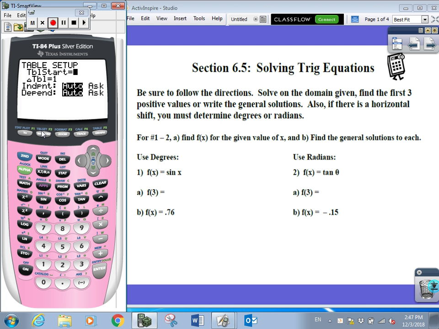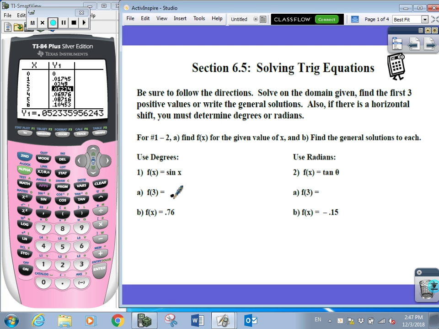If I wanted f of 5,321, I wouldn't want to scroll 5,321 times on my table. I can either plug it in or go to the blank screen and plug it in. All right, so because it's 3, I just like to look at the table. So I look down at 3. Here's my y value. I always round to the thousandth, so that is 0.052.